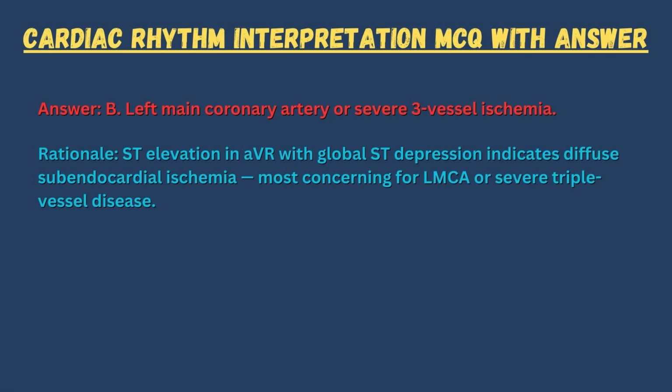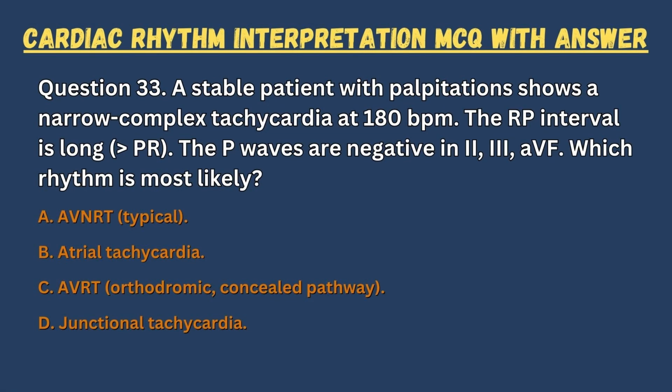Answer B. Left main coronary artery or severe 3-vessel ischemia. Rationale: ST elevation in aVR with global ST depression indicates diffuse subendocardial ischemia, most concerning for LMCA or severe triple vessel disease. Question 33. A stable patient with palpitations shows a narrow complex tachycardia at 180 BPM.